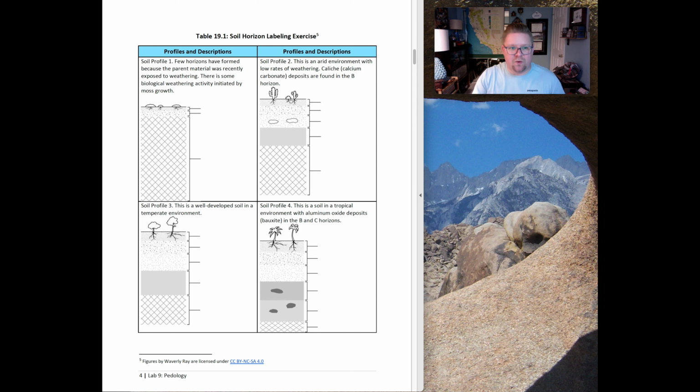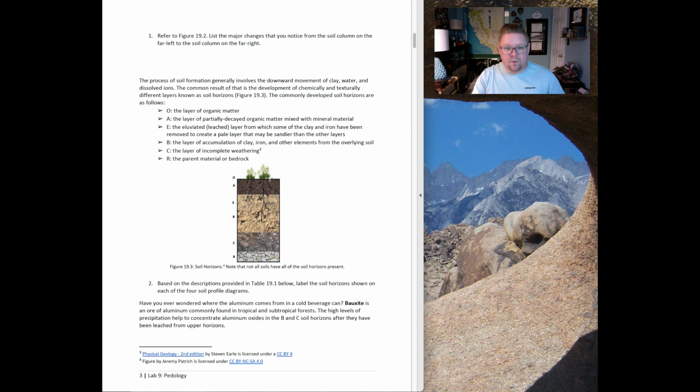Table 19.1. So these are four random soil profiles, and it's having you learn to identify those different layers. It says here, as an example for soil profile number 1, few horizons have formed because the parent material was recently exposed to weathering. There is some biological activity initiated by moss growth on the top. So you can see the little lines. Each line is a specific letter that you would find as soil develops.